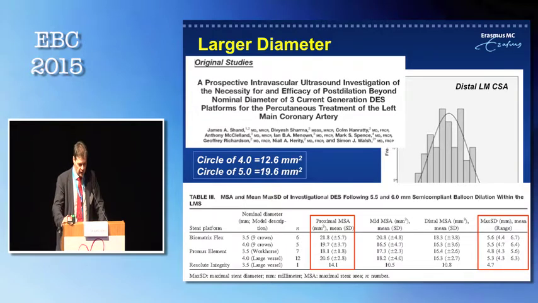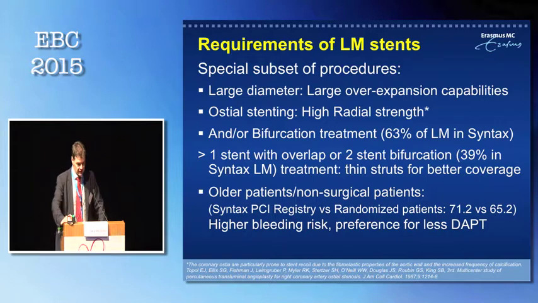That's more than in an LAD diagonal bifurcation. Ostial stenting is usually a standard practice of our left main treatment, and it has been known for many years that this area has, of course, different patterns in its wall construction, and that's why you need the highest radial strength you can achieve in this area.